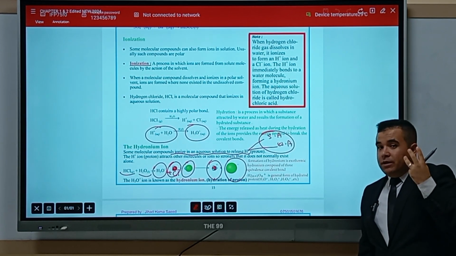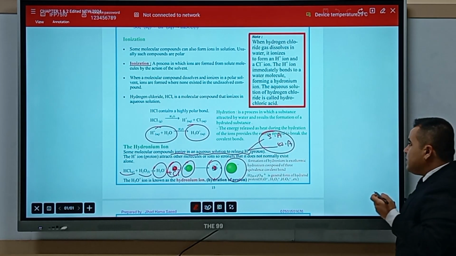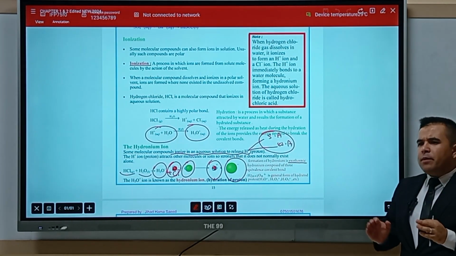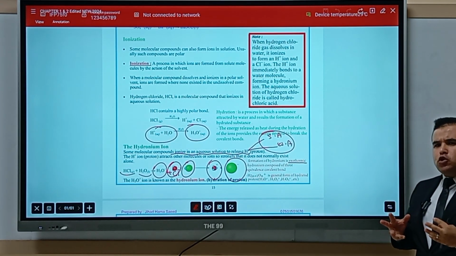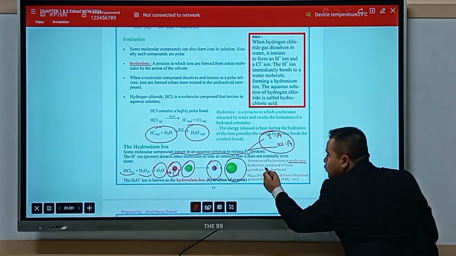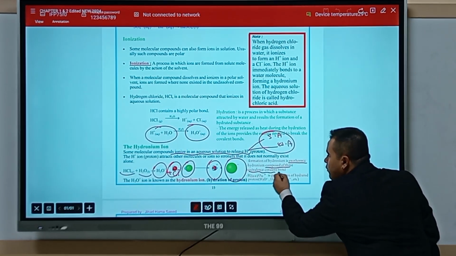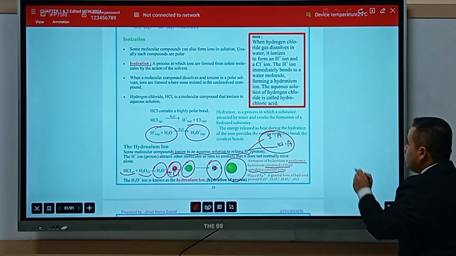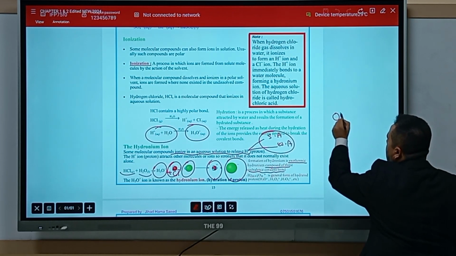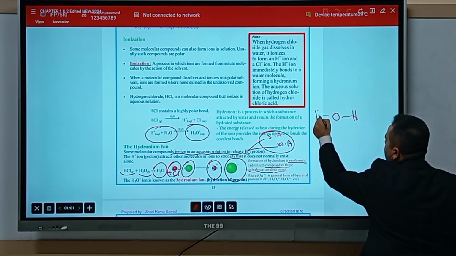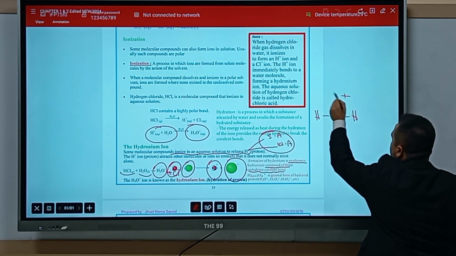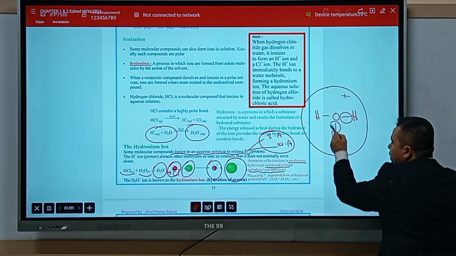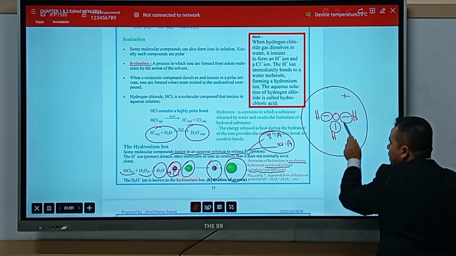Three pieces of information are necessary to know. First, formation of hydronium is exothermic. It releases energy. Why? Because the procedure is formation of a bond. Second, hydronium is composed of three equivalent covalent bonds. We mean, this is the hydronium ion. We have three equivalent covalent bonds between oxygen and hydrogens.